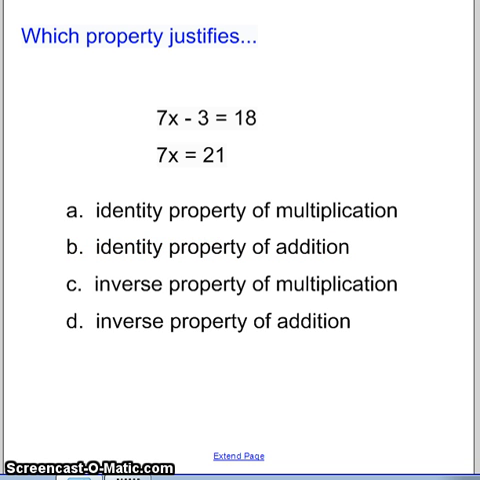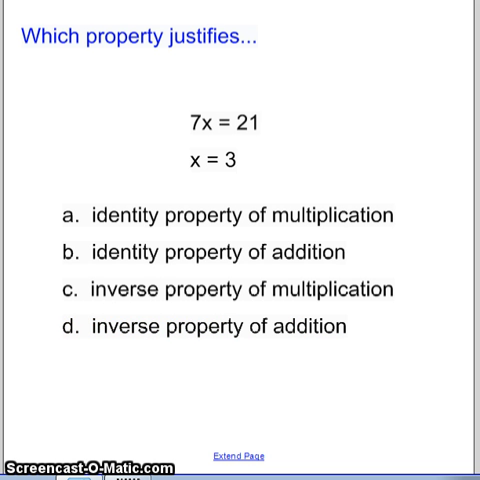Here we have 7x minus 3 equals 18, and in the next step, I see 7x equals 21. What did we do to both sides? We added 3 to get rid of the negative 3, so it's going to be the inverse property of addition.